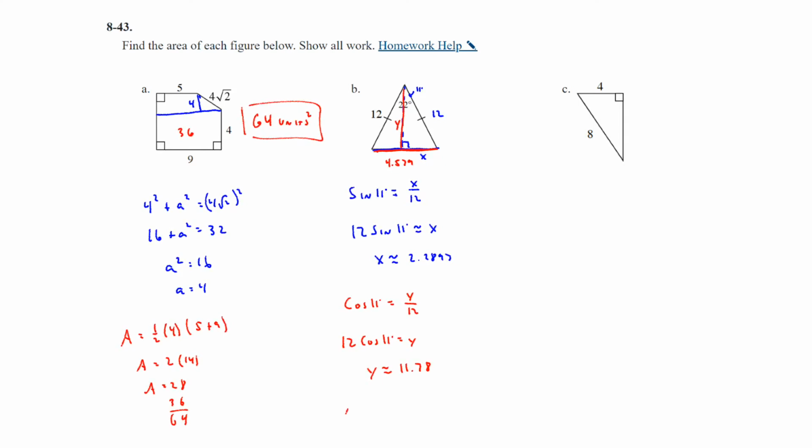11.78. So the area is equal to 1/2 times the base, which was approximately 4.579, times the height, 11.78. So I got the area to be approximately 26.97 units squared. And once again, it doesn't have to be the way that you did it, but just one way to be able to find the area of the triangle.